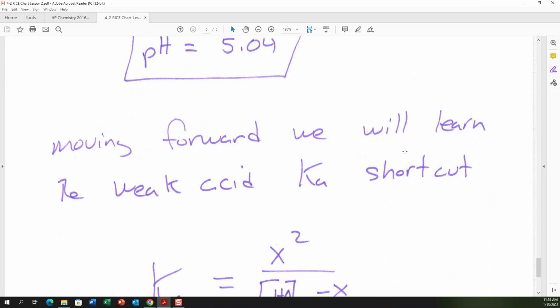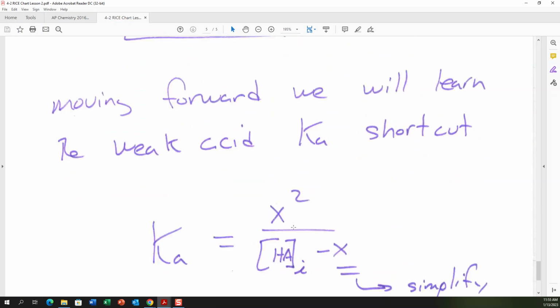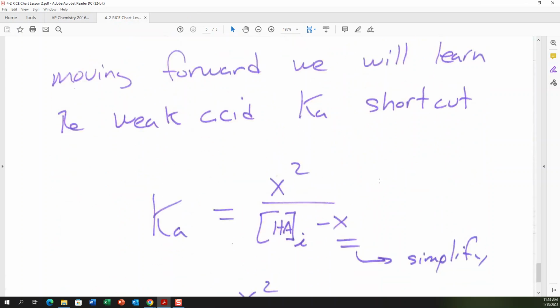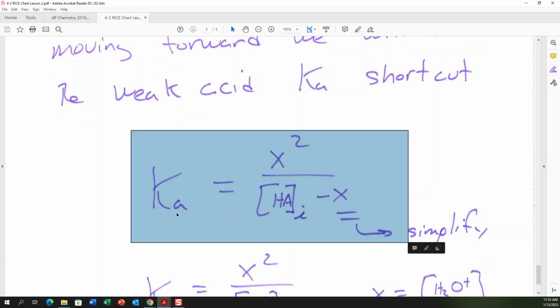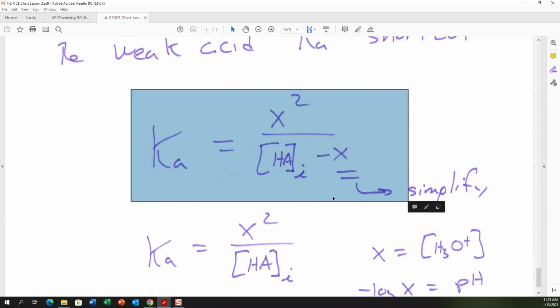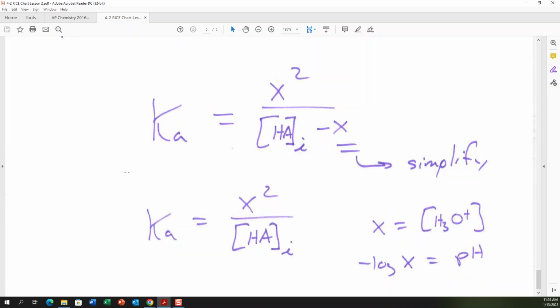Moving forward, once we get to Unit 5, we're going to learn the Ka shortcut. If you have a weak acid and that's all you've put in your solution, and sometimes we get into other scenarios where we add other stuff and it gets more complicated, you can jump to this shortcut where you say Ka equals x squared over the initial concentration of the acid minus x. But remember, we're going to simplify that. We're going to get rid of that minus x. We're going to 5% rule it. And so our Ka shortcut is always this.